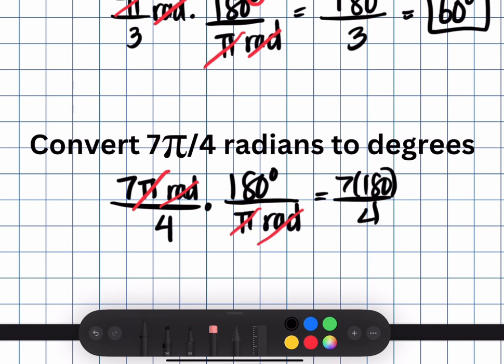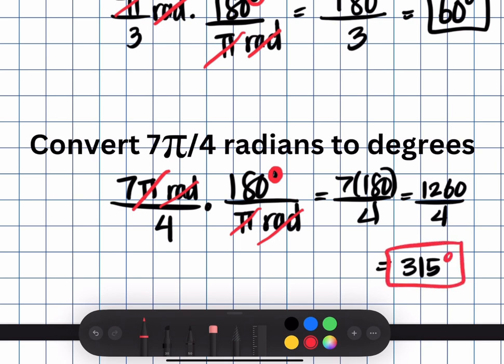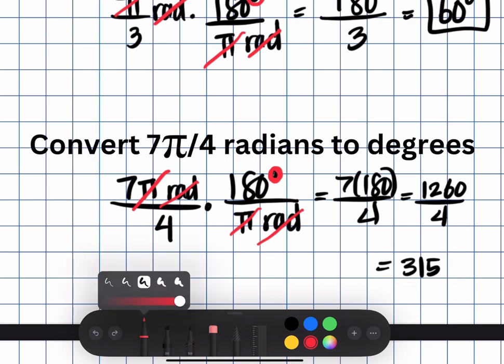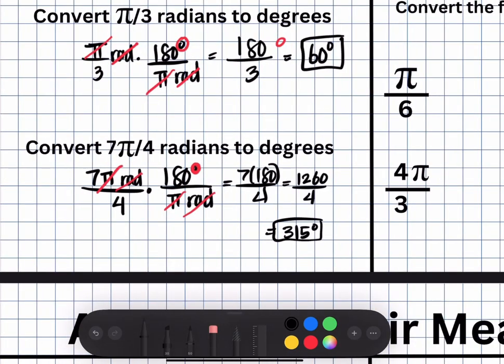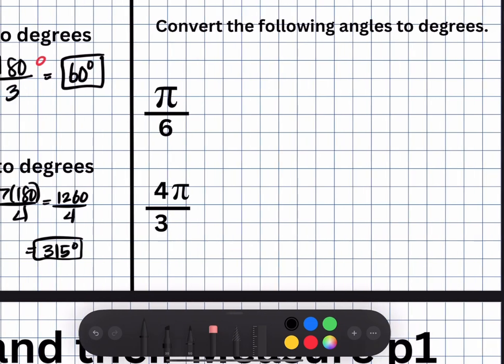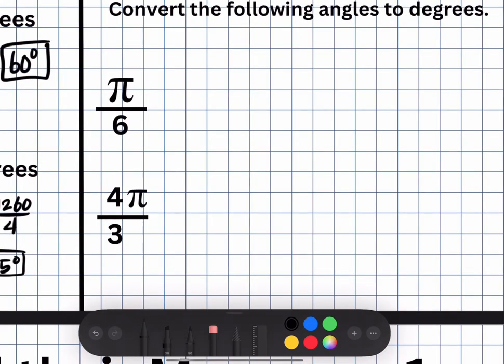And I know that 7 times 180 is 1,260. And I need to divide this by 4. And if I divide that by 4, I get 315. And remember, my units that I was left over with are degrees. So my answer is 315 degrees.